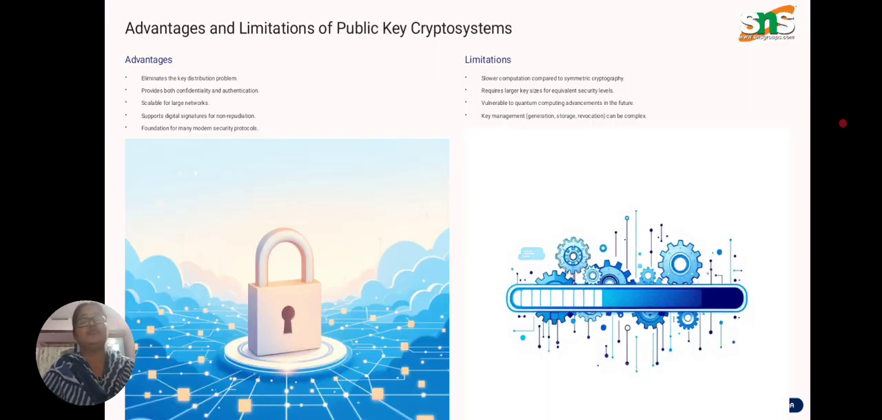Finally, we are going to see the advantages and the limitations of public key cryptosystems. This slide explains both the benefits and the drawbacks. Advantages include solving the key distribution problem, providing strong security, supporting digital signatures and being suitable for larger networks. The limitations include slower performance compared to symmetric encryption, the need for larger keys, and complex key management. Also, future technologies like quantum computing may affect its security. So these are the benefits and the limitations.